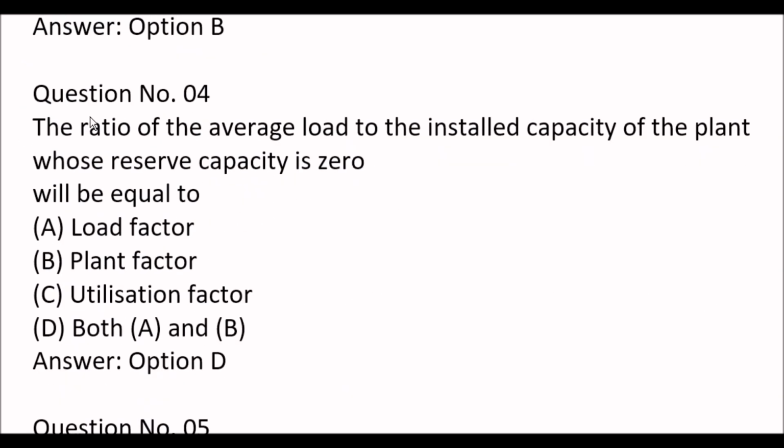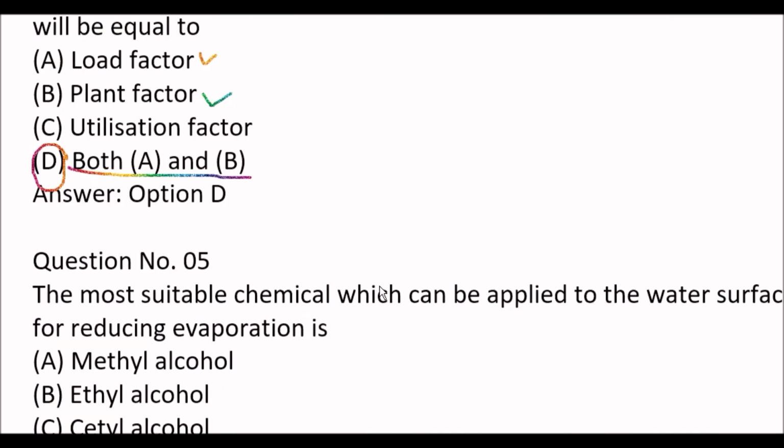Next question. The ratio of the average load to the installed capacity of the plant whose reserve capacity is 0 will be equal to option A, load factor. Option B, plant factor. Option C, utilization factor. Option D, both A and B. Right answer is option D, both A and B. So the ratio of the average load to the installed capacity of the plant whose reserve capacity is 0 will be equal to load factor as well as plant factor. Next question.